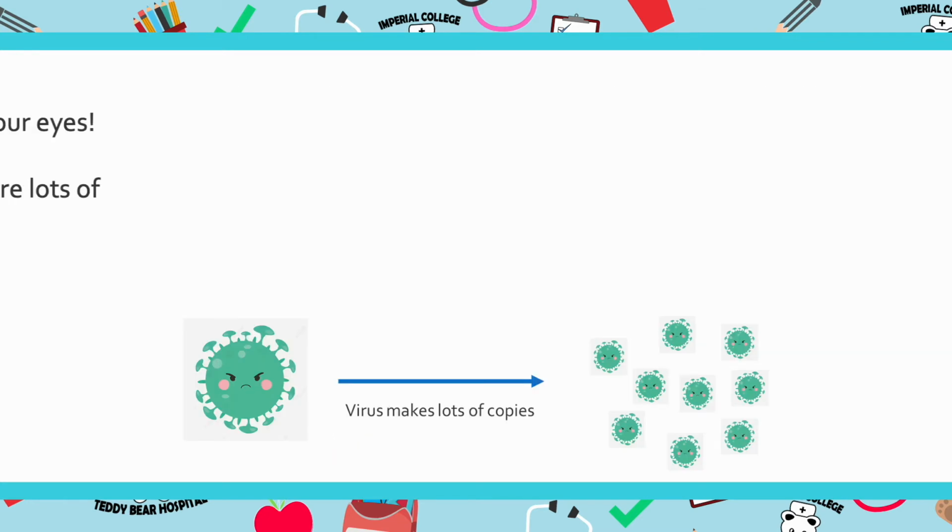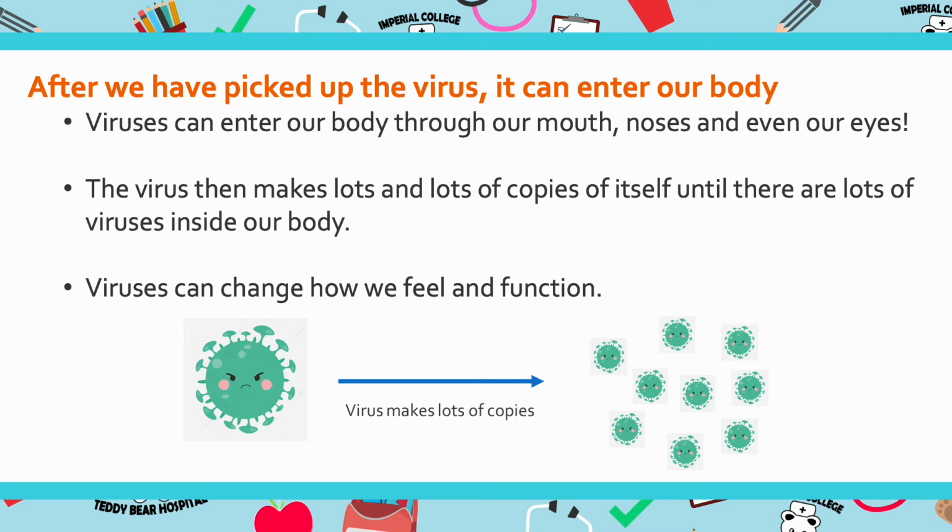So after the virus has entered our body, it can go through our mouth, noses, and even our eyes. And then the virus goes into the body and it can make lots and lots of copies of itself until there's lots of viruses inside our body. So normally you can start with maybe one virus and then it'll keep on duplicating, making lots of copies until there's loads of viruses. And then the virus itself can change how we feel and function. So normally it can make us quite poorly and quite unwell.